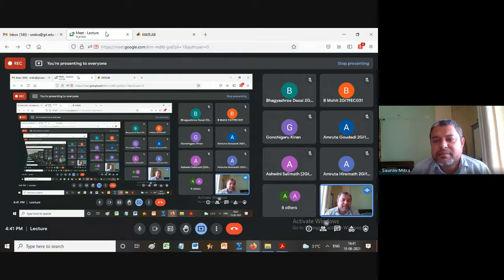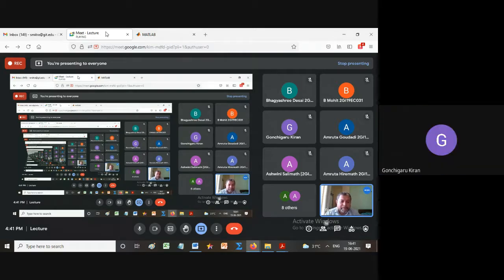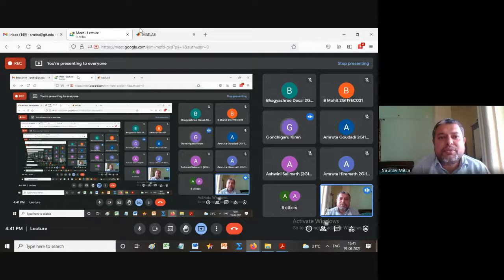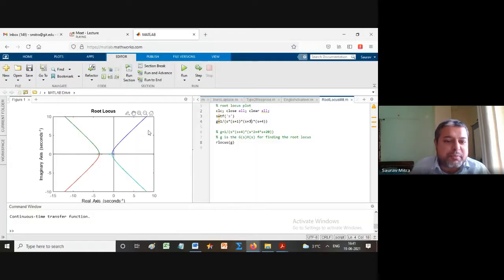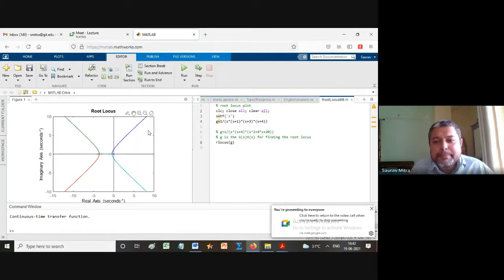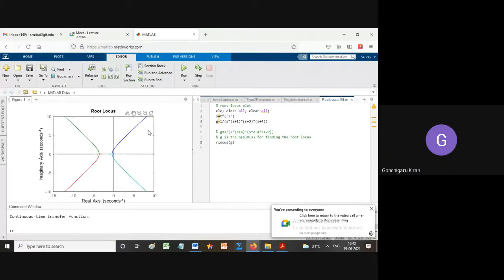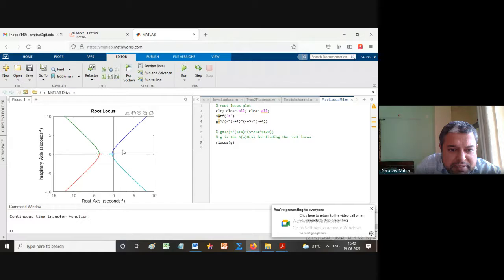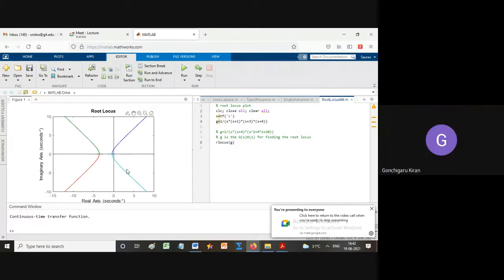Is anybody there? Kiran? Yes, sir. So just tell me what are the starting points and where is it going? Tell me from where the 4 poles start and where each one is going. First, only this much part we are drawing. Only this much part. S is equal to 0. Yes, sir. 0 is going from 0 to minus 1, sir.